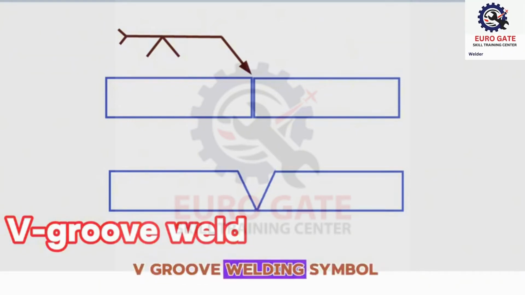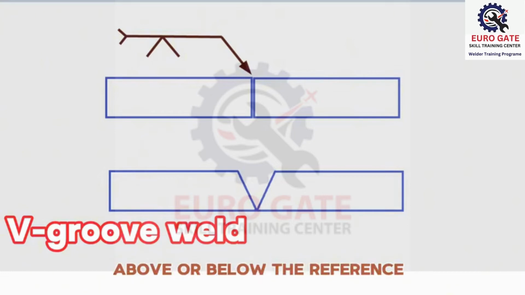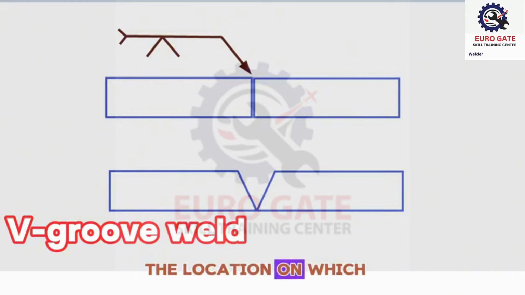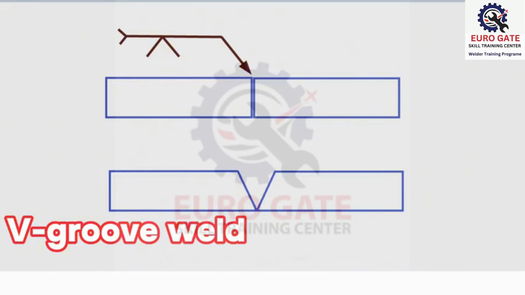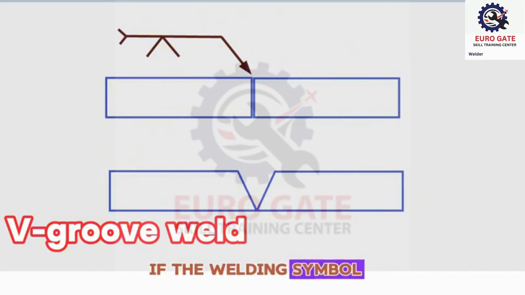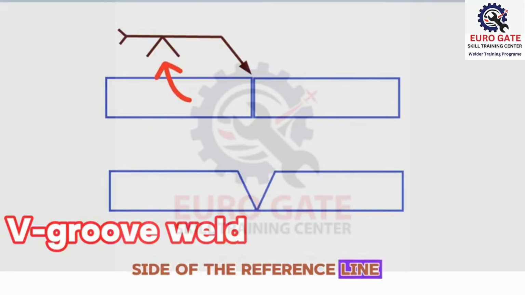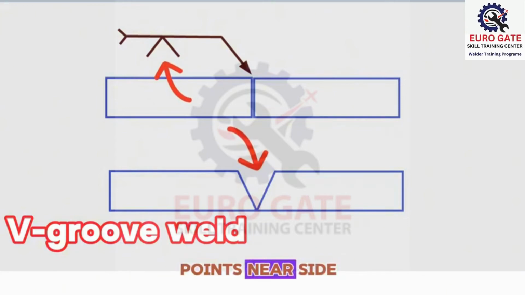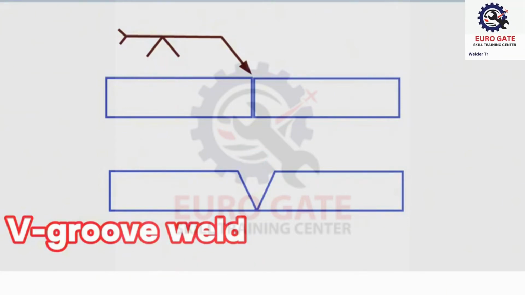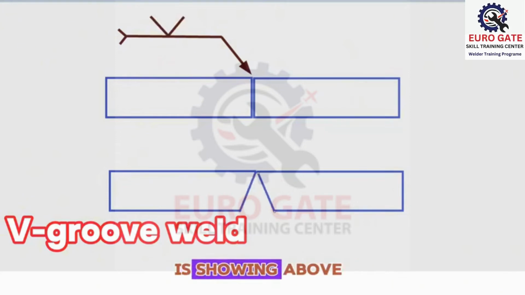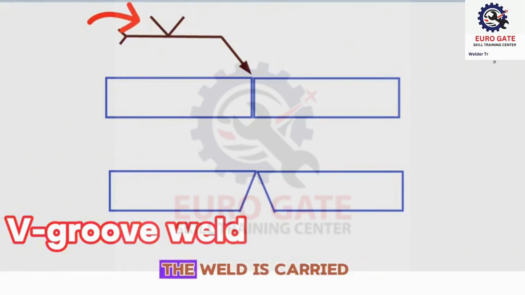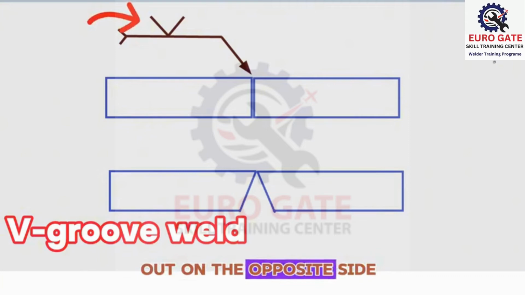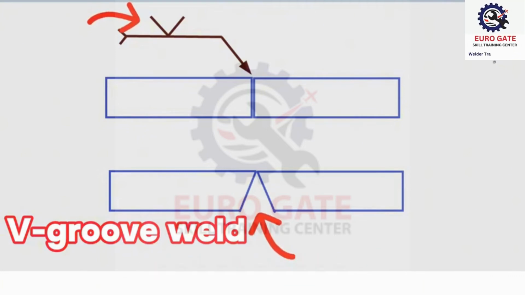Also, the V-groove welding symbol above or below the reference line represents the location on which the weld is carried out. If the welding symbol is shown below the reference line, the weld is carried out on the side of the joint at which the arrow points, the near side. If the welding symbol is shown above the reference line, the weld is carried out on the opposite side, the far side of the joint.